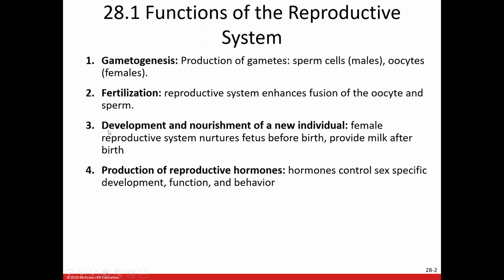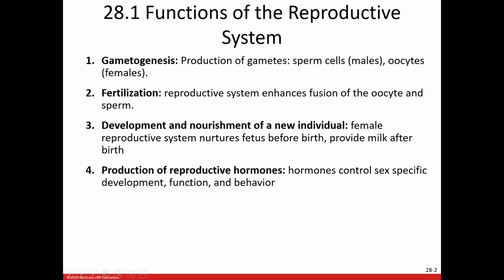Additionally, the reproductive system of the female is responsible for developing and nourishing the newborn. So with the placenta, all the nutrients will be provided to the fetus. Eventually, they will deliver the baby, and then afterwards, female hormones will produce a lot of milk through the mammary glands for postpartum nutrition.